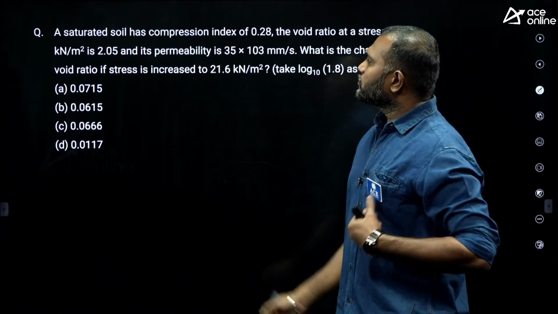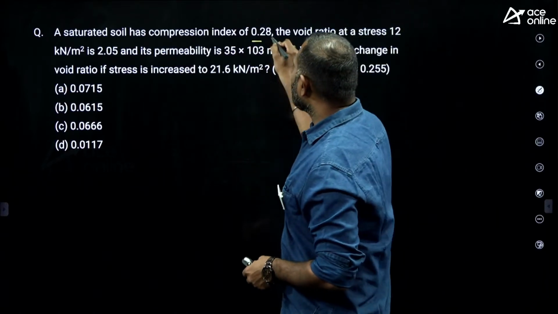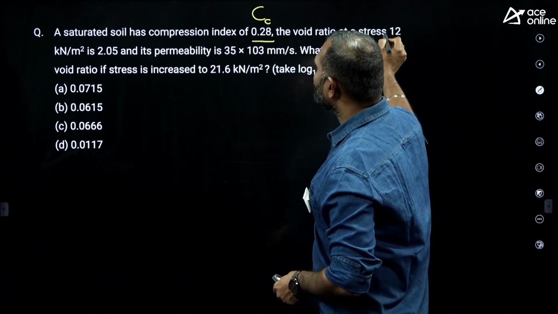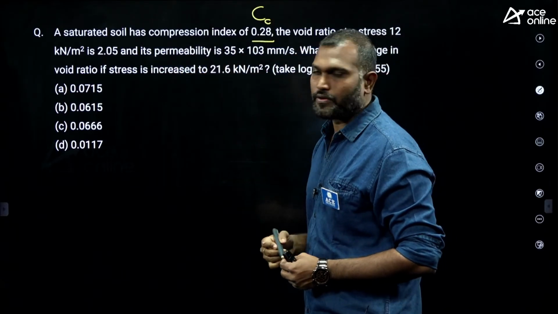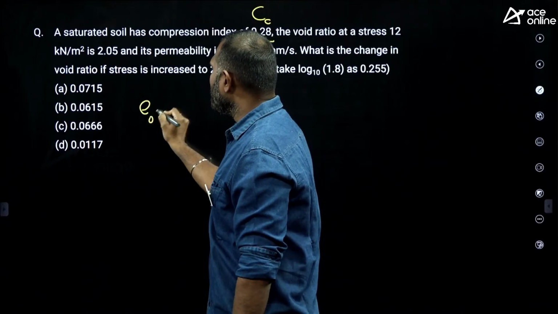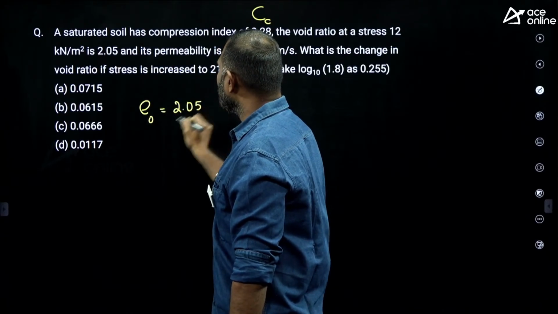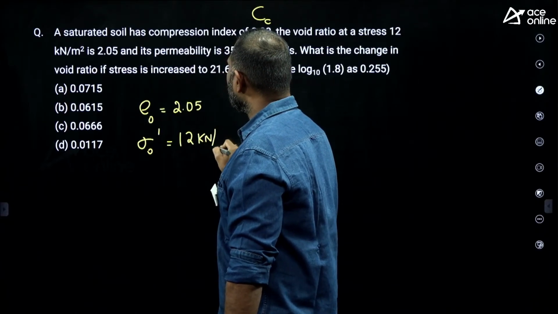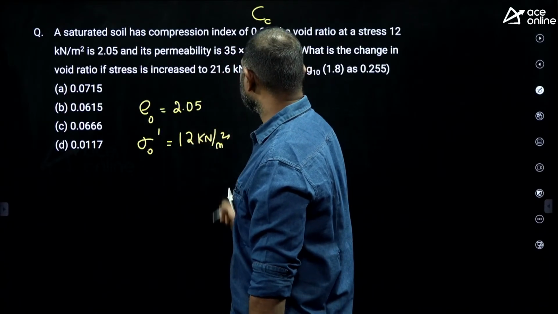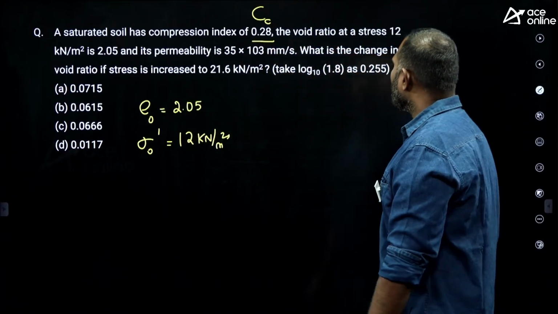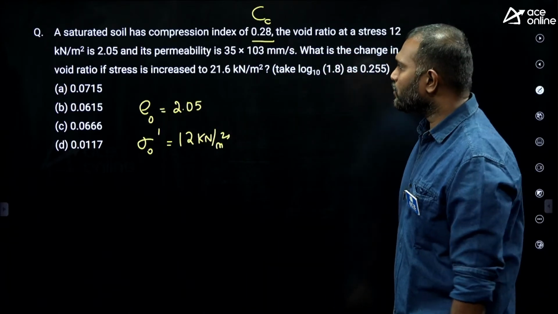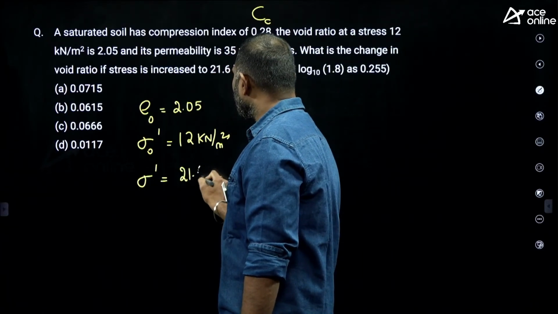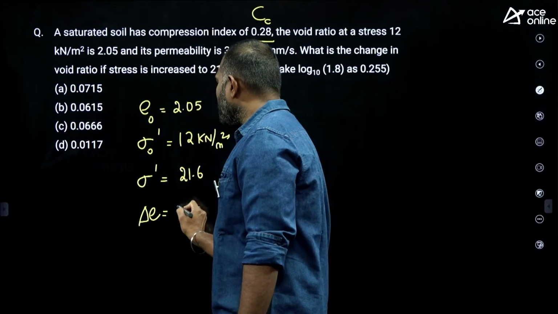Okay. So a saturated soil has a compression index, CC, of 0.28. The void ratio at a stress of 12 kN per meter square is 2.05. So the void ratio e0 is given as 2.05, and that stress sigma naught dash is 12 kilonewton per meter square. What is the change in the void ratio if the stress is increased to 21.6?